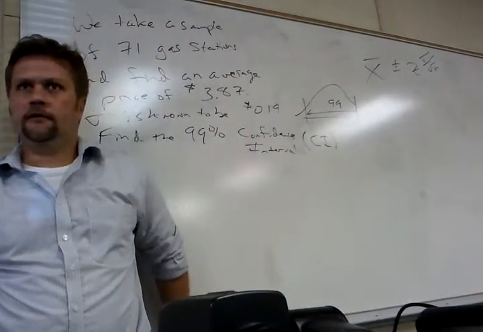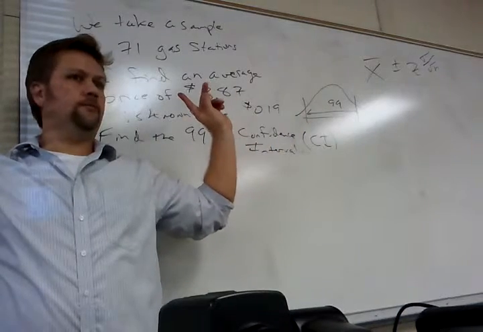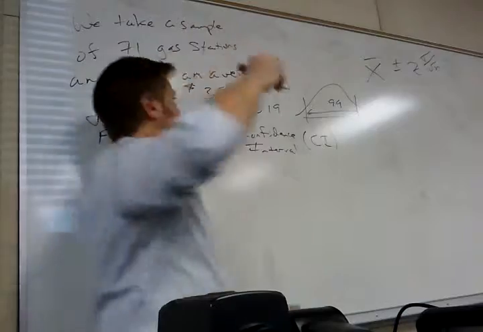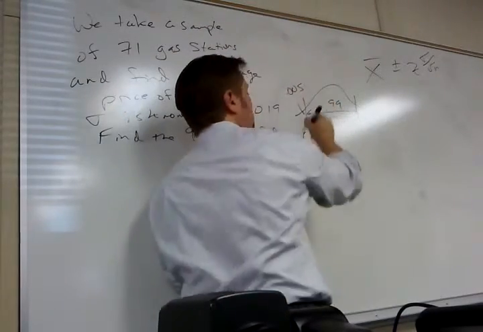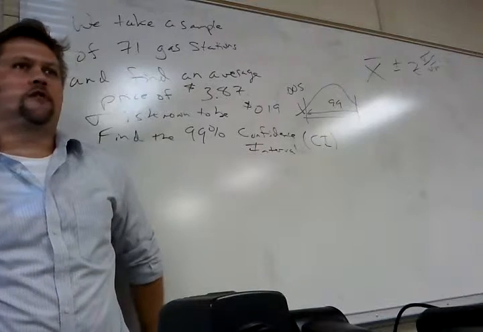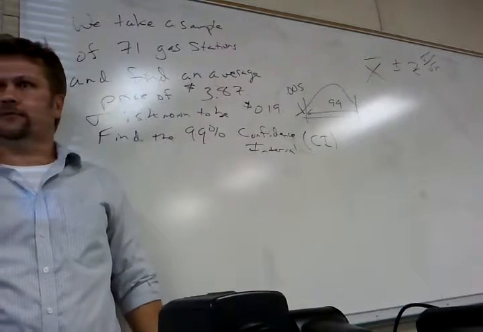How much is outside? What's alpha? 0.01. So what's on one side? 0.005. Cool. If you look up 0.005, it will be an asterisk, which would follow down, and you would see exactly what the little baby chart says.